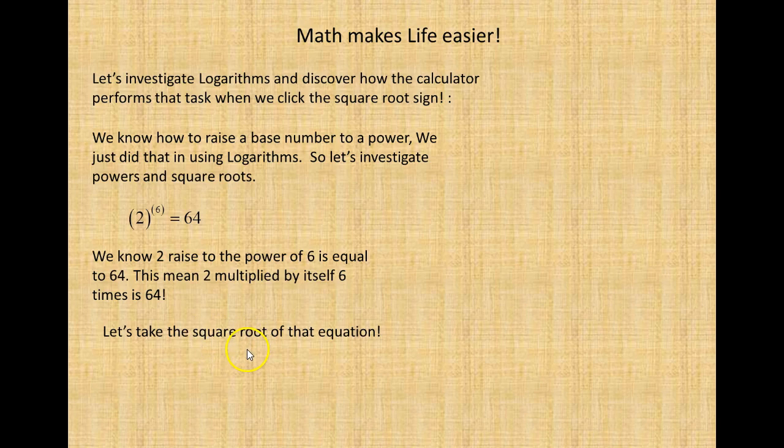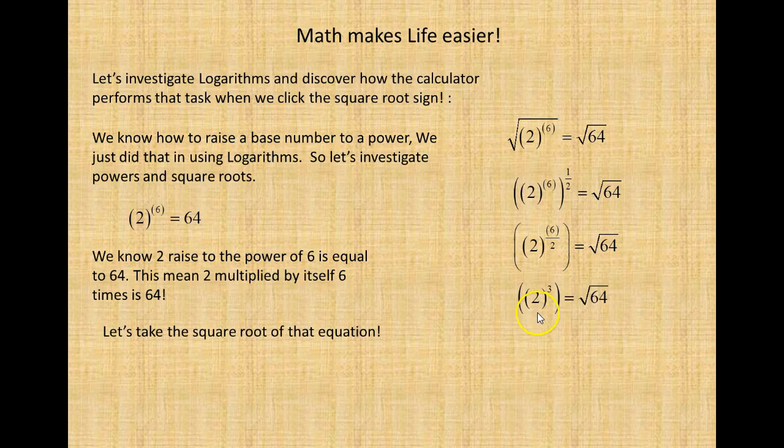Let's take the square root of that equation. We're going to take the square root of both sides. So the square root of 2 raised to the power of 6 is equal to the square root of 64. But square root is really written as 2 to the power of 6 raised to the power of 1/2. That's what square root is. If you know your algebra, you'll know that. So according to algebraic rules, we can multiply the 6 by 1/2, and that leaves 2 raised to the power of 6 over 2. Well, 6 over 2 is 3. So 2 raised to the power of 3 is equal to the square root of 64.